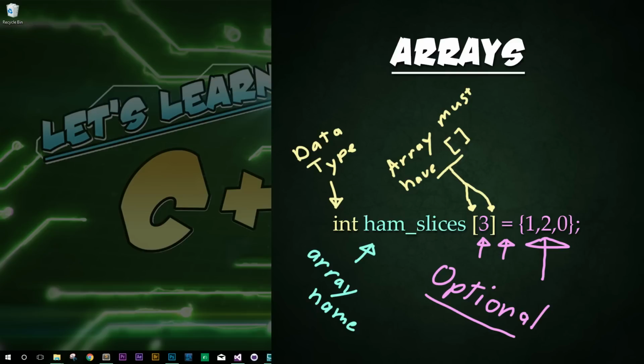First, we declare the type and name just like a regular variable. After that, we have square brackets, which may or may not contain the size of the array. I'll explain in just a bit. Then we may or may not have an equal sign. Finally, we may or may not set the default values of the array using curly braces. Values in curly braces are assigned to spot 0 and upward. So let's go ahead and punch out some code.